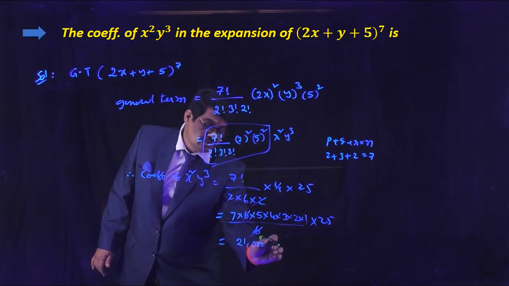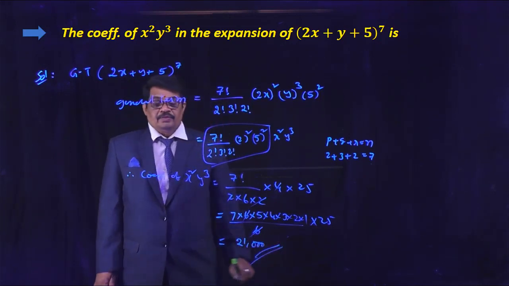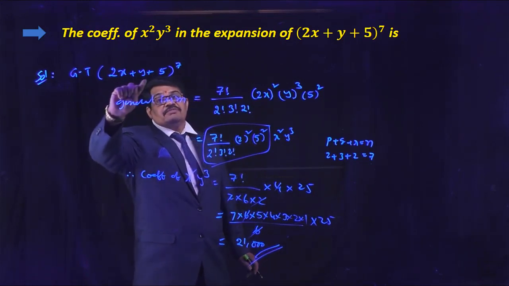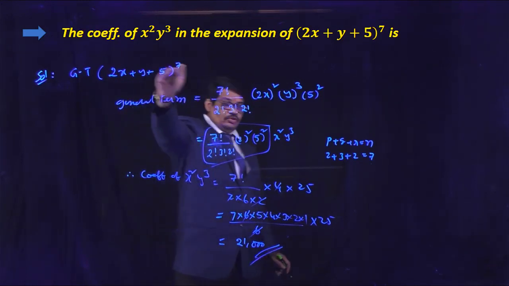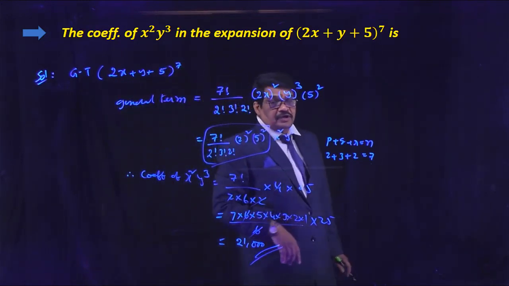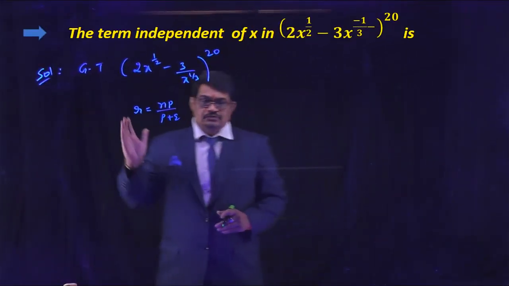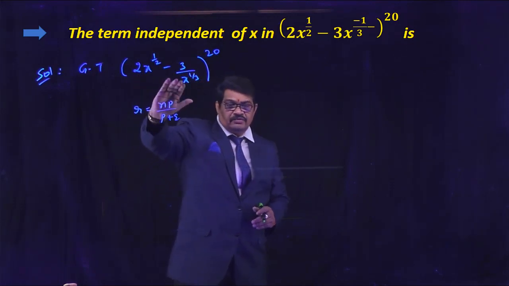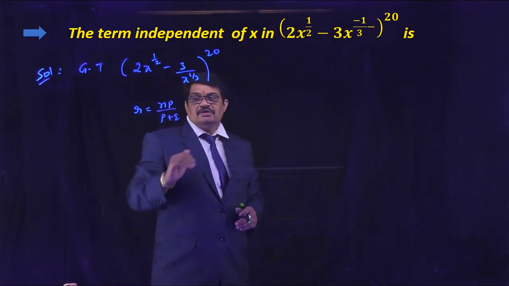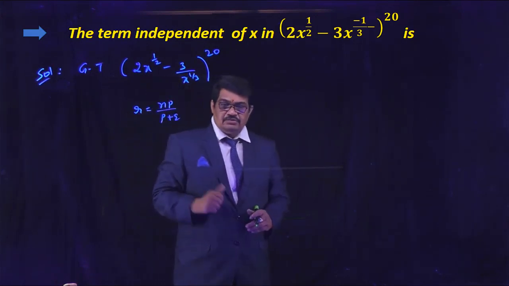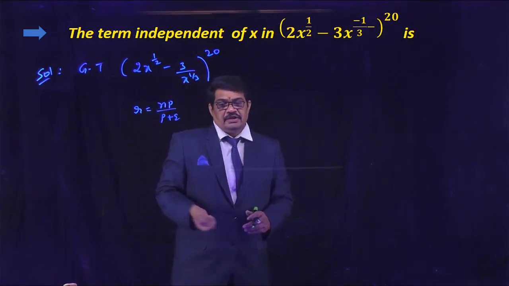We are getting 21,000. This is the quotient of x square into y cube in the expansion of (2x plus 5) whole to the power of 7. Now we have to find the independent term of x in the expansion. I have to find r is equal to np by p plus q. That is the formula for finding the independent term.